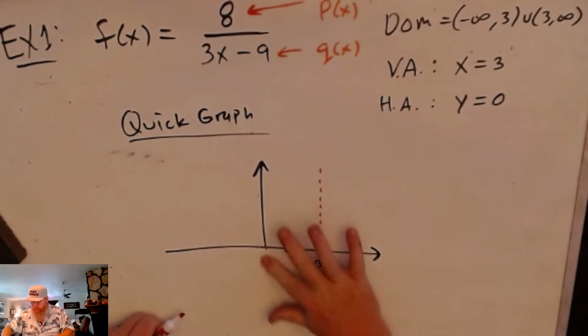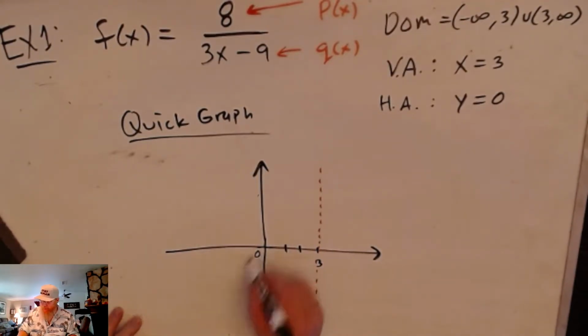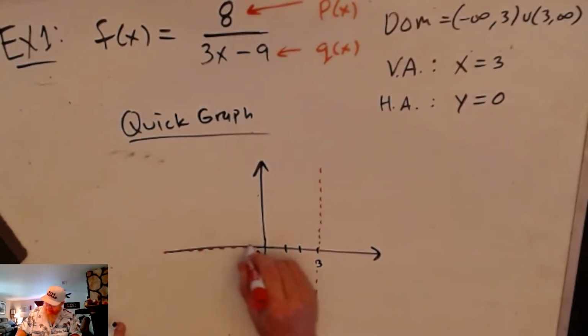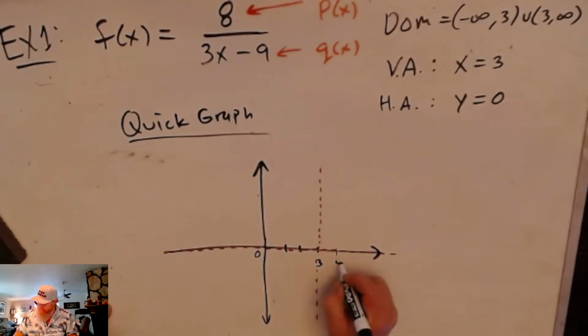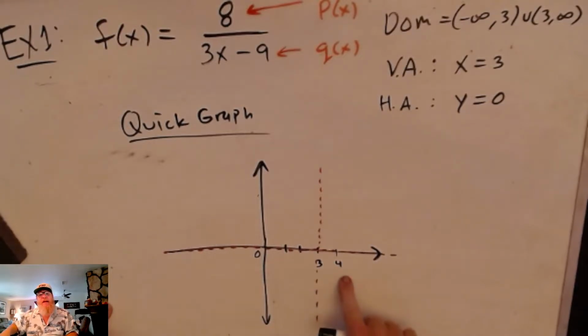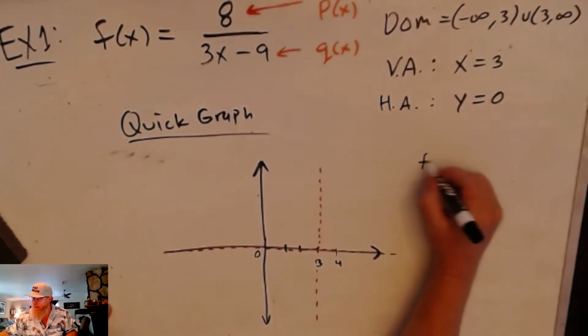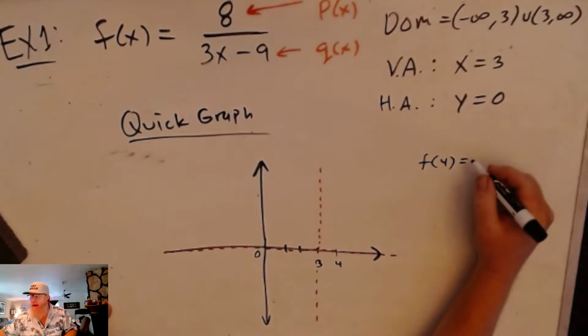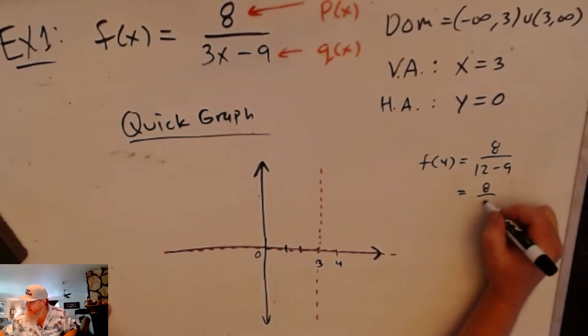That's a terrible axis. Let me try that again. That's not much better, but all right. So that's your x equals 3. Then you have your y equals 0. That's your horizontal asymptote. And then you pick a point, perhaps 4, just a point on the other side of the asymptote. If I plug that in here, I get f of 4. This is just to get a quick graph here. I get 8 over 12 minus 9, which is 8/3.